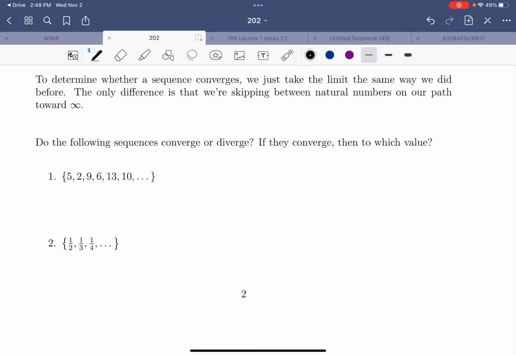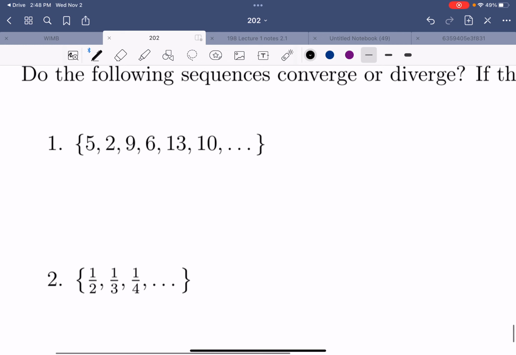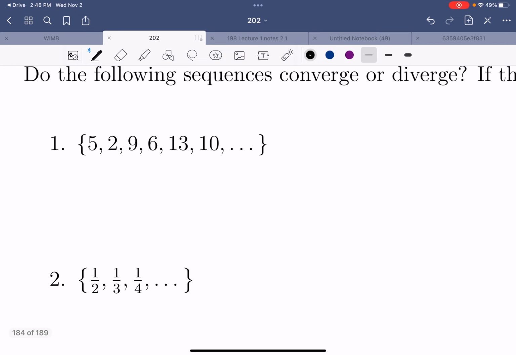Okay, so take a look at this. Let's see, do these sequences converge or diverge? So we're going from 5 to 2 to 9 to 6 to 13 to 10. I don't know about you, but this doesn't seem to have a pattern to it. Right? We go 5, then 2, then 9, then 6, then 13, then 10. Nothing that I can come up with.